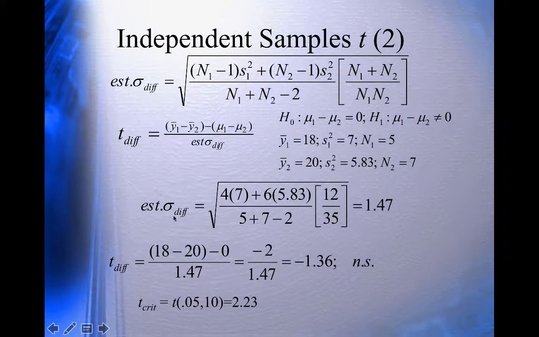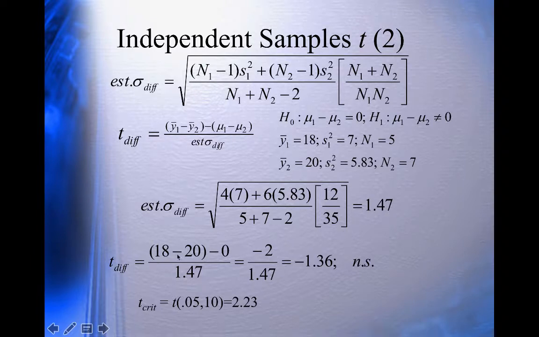All right, so our estimated standard error of the difference, we're going to take 5 minus 1 is 4, so degrees of freedom here times the variance of 7. And then we got 7 minus 1 is 6 times 5.83. Then we divide by 5 plus 7 minus 2, so these are total degrees of freedom. So this is our pooled variance, and now we got to divide by n, and that's 5 and 7 is 12, and 5 times 7 is 35. So this is going to reduce this. So we carry out the addition, subtraction, multiplication, take the square root, and our estimated standard error is 1.47.